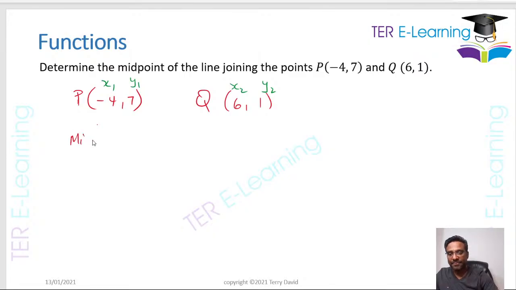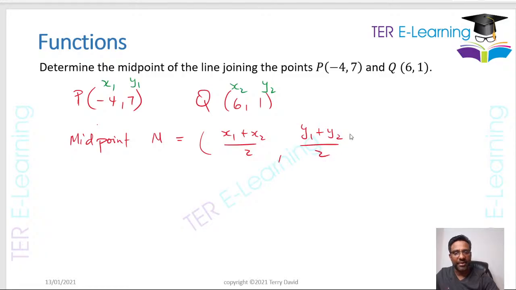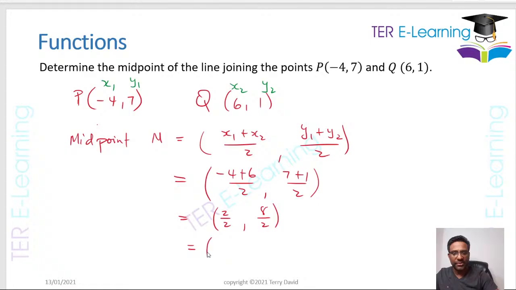So my midpoint is a coordinate, so let us call the coordinate M. Write down the formula first. It's x1 plus x2 divided by 2, comma, y1 plus y2 divided by 2, close bracket. And this is what we're going to do. So we're going to say minus 4 plus 6 divided by 2, comma, and then 7 plus 1 divided by 2. Minus 4 plus 6 is going to give me 2, so this is 2 over 2. 7 and 1 is 8, 8 over 2. And therefore, this is going to give me (1, 4) as my midpoint.